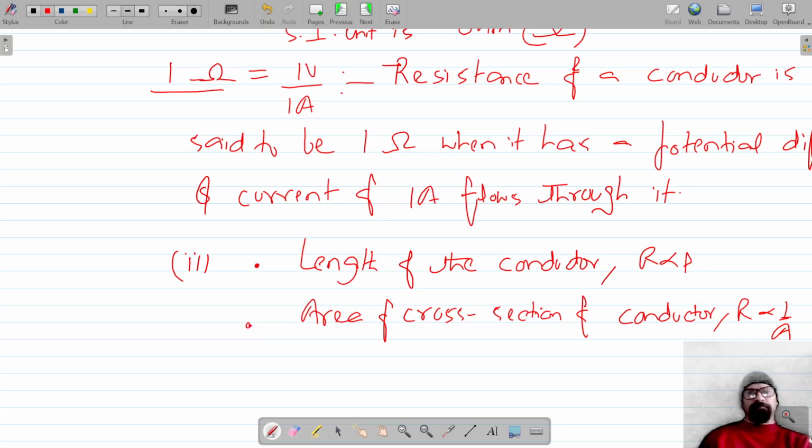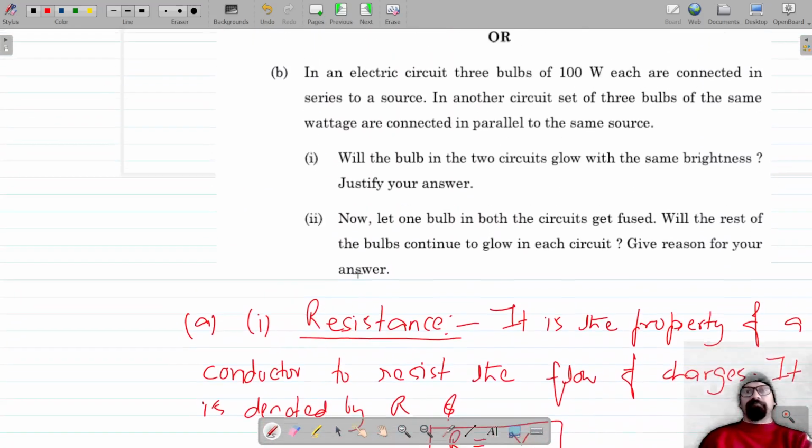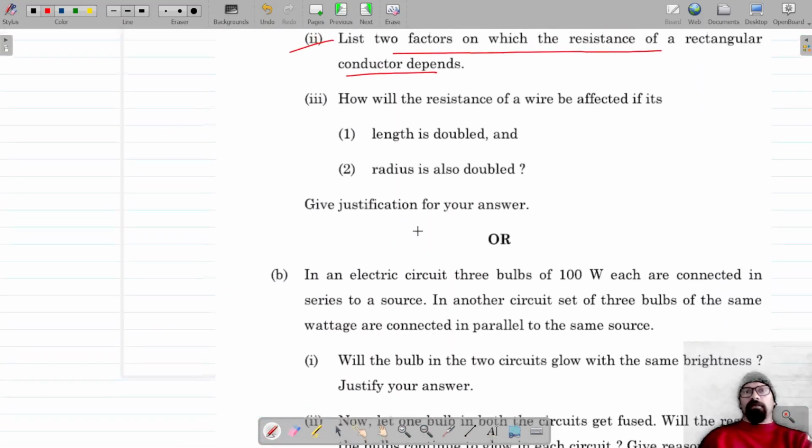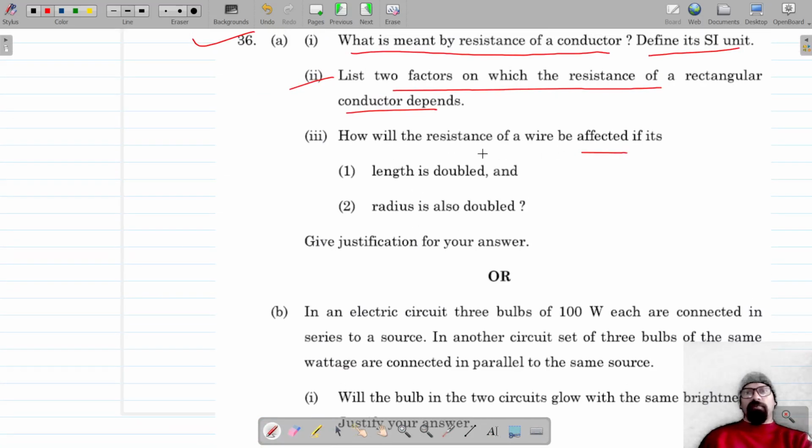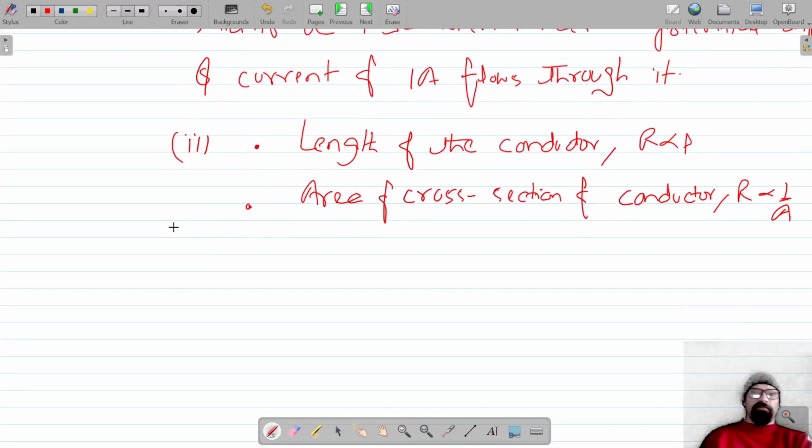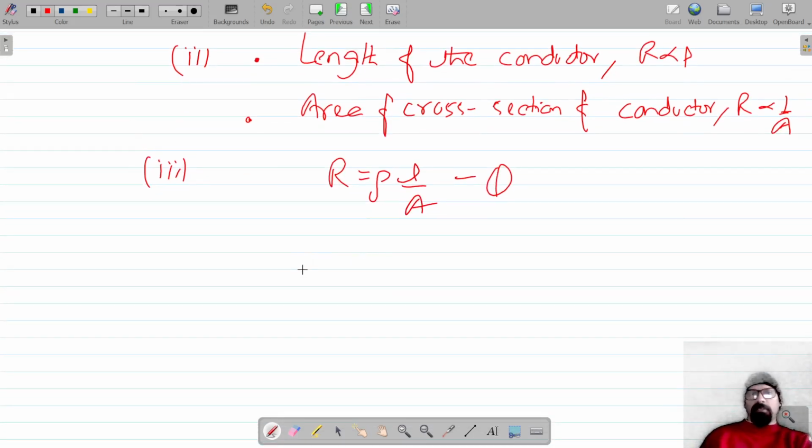Okay, now the next part is: how will the resistance of a wire be affected if its length is doubled and radius is also doubled. First one, length is doubled. How is the resistance affected? So this is the third part, and we know the resistance of a conductor is given by rho into L by A. Let this be our first equation.